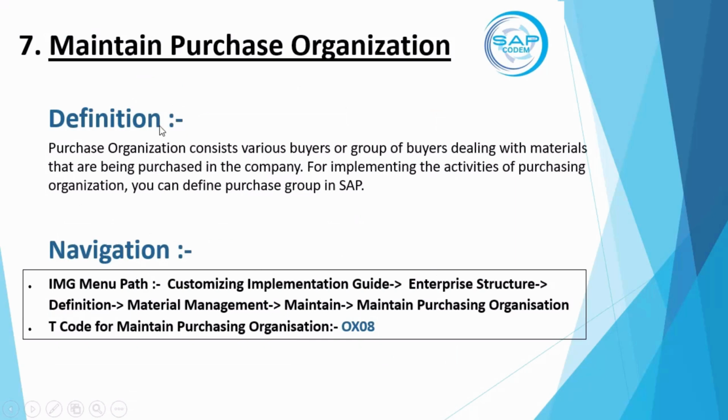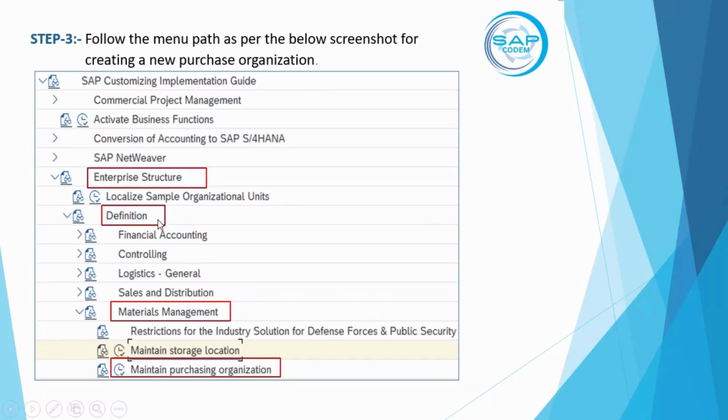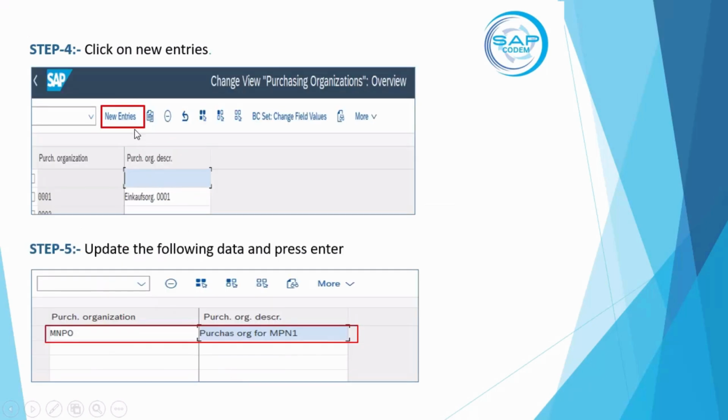Now move on to the purchasing organization. This is also a master element in SAP. I already explained the purchasing organization in the beginning of my session. Here again, there are two ways to create a purchasing organization. You can go by OX08, or you follow the pattern as we have made a standard here in this presentation. We're going through the path, SPRO and implementation guide, enterprise structure, definition, materials management, maintain purchasing organization, new entries.